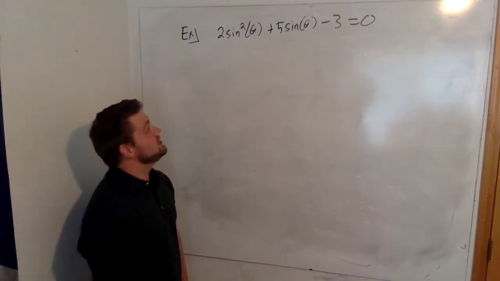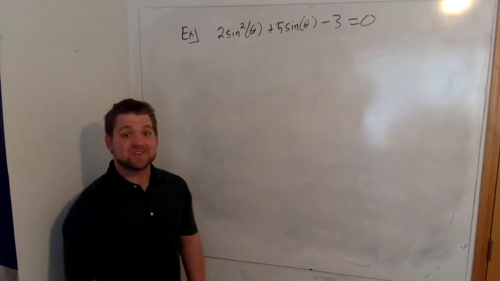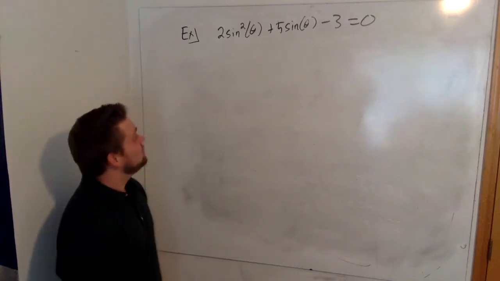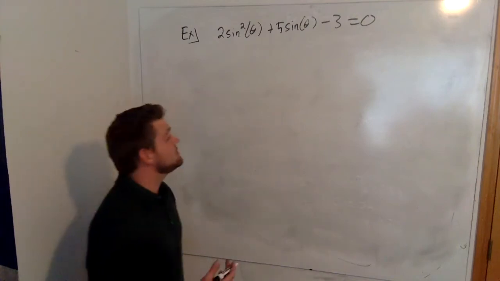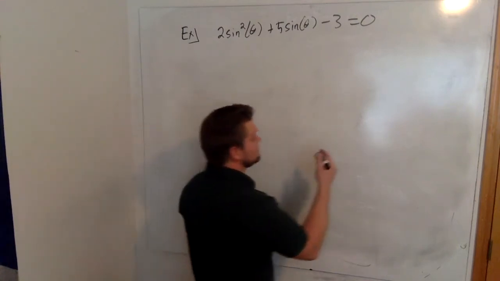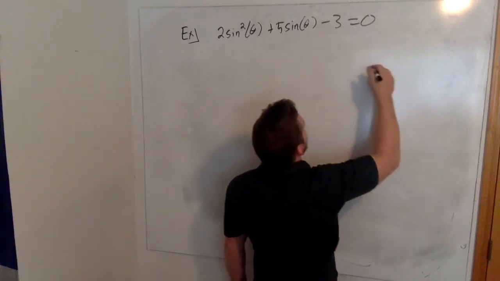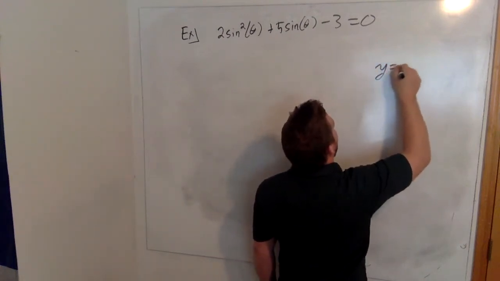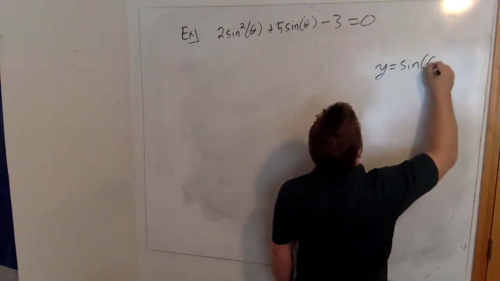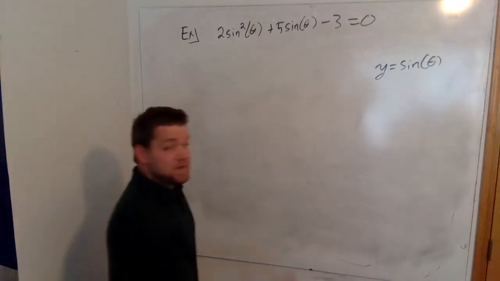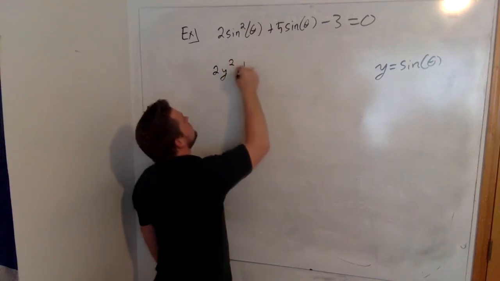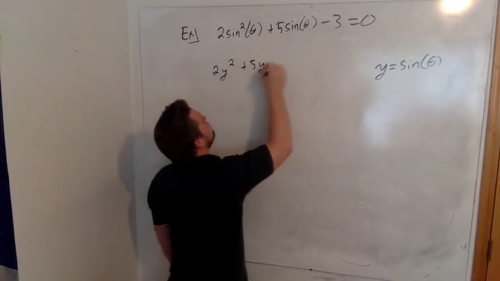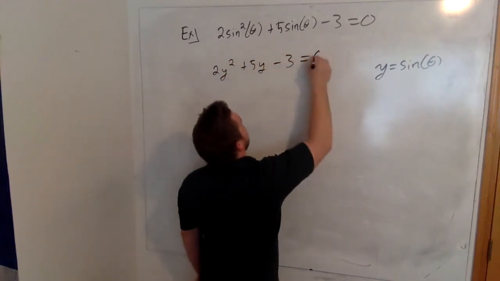For this one here, we have to realize that this is an equation that's quadratic in form. So to help see this, I'm going to make a substitution. You don't have to make a substitution, but I find it easier just to visualize this. So let's call y the sine of theta, and let's make that replacement. So here we'll get 2y squared plus 5y minus 3 is equal to 0.